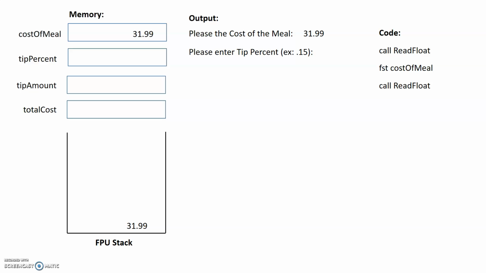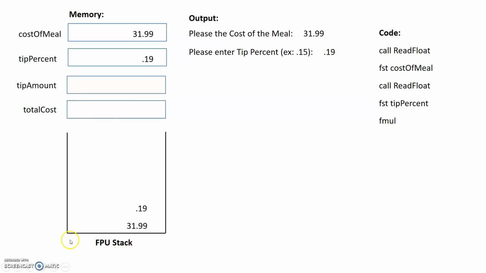Now we'll prompt the user for the tip percent. So the user types in 0.19. That value goes onto the stack. Again, we want to take the value that's on top of the stack and bring it into memory, so we'll do an FST. The reason we're leaving them here on the stack is that now we can multiply these two together to come up with the tip amount.